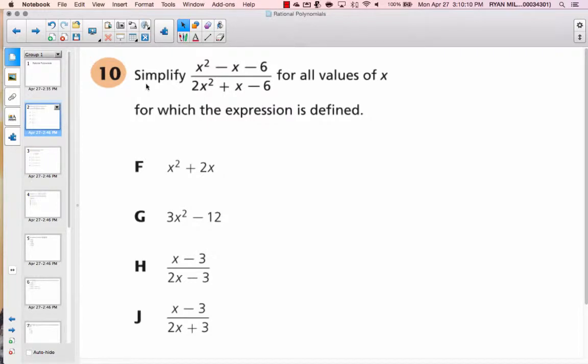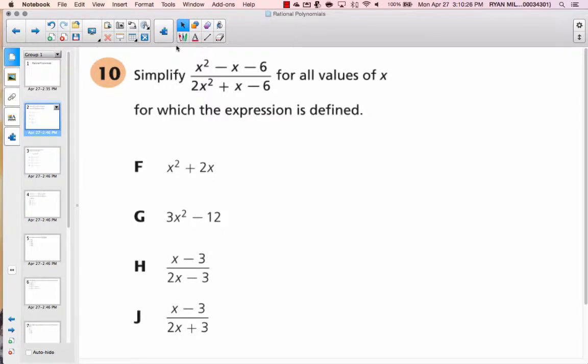First, this example asks me to simplify this rational polynomial for all values of x for which the expression is defined. Before we start to work this question, I want you guys to understand this statement: for all values of x for which the expression is defined.